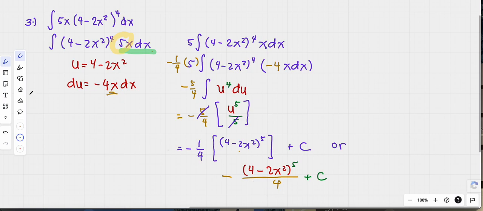And that is your final answer, wherein you have a case where you have an existing numerical coefficient that had interfered with your desired du.